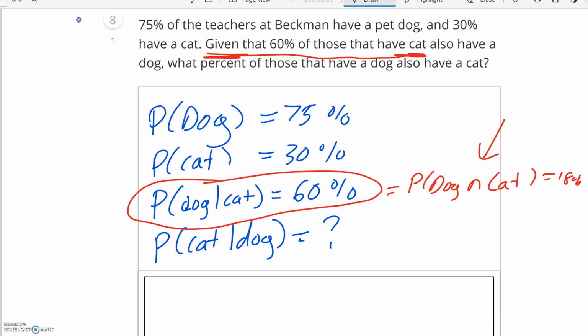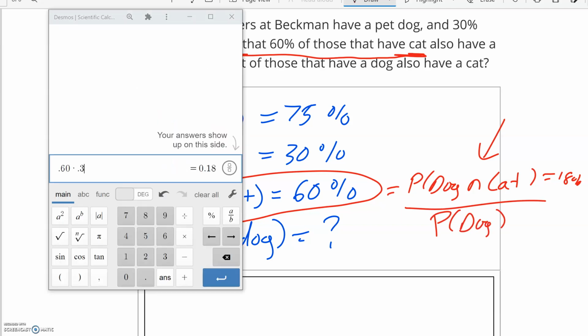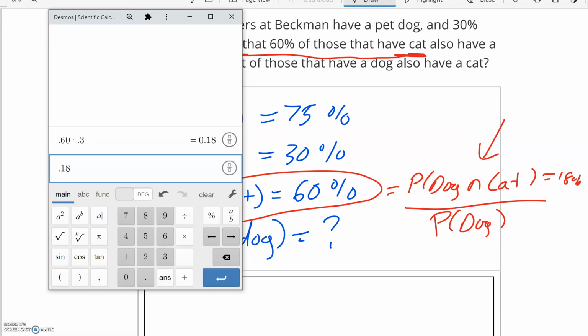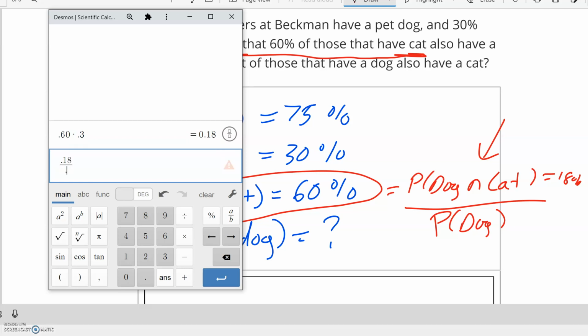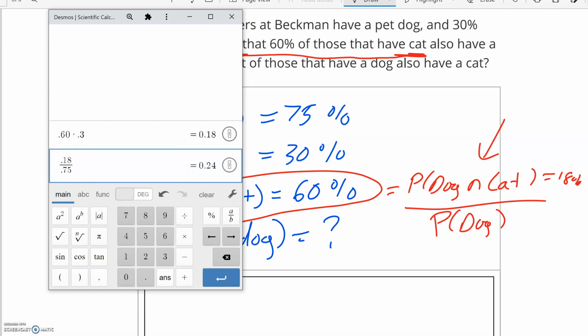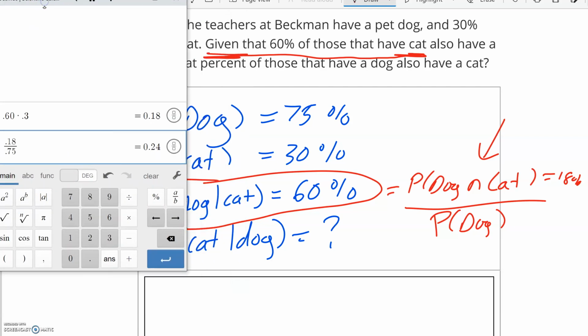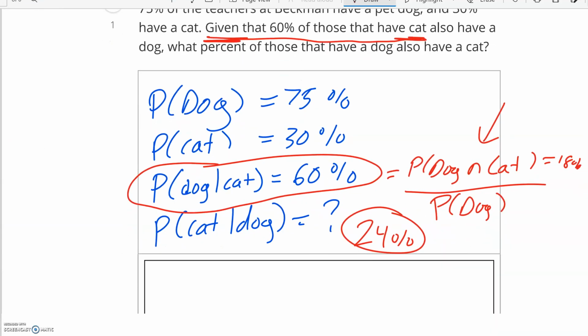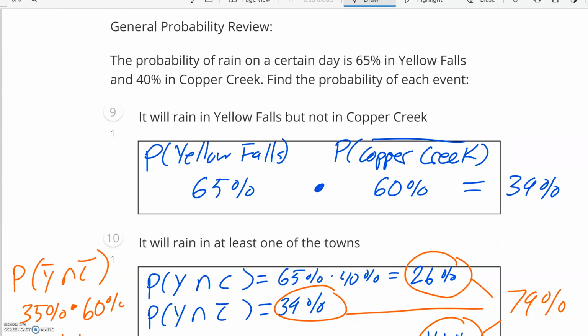If the intersection is 18%, I'm just going to divide it by the probability of a dog. So I take that 18% and divide it by the 75%. That gives me the probability of a cat given the teacher has a dog to be 24%. So it's very similar to question number 6. The questions from here on are pretty straightforward. You're using general probability again, so let's jump right into it.